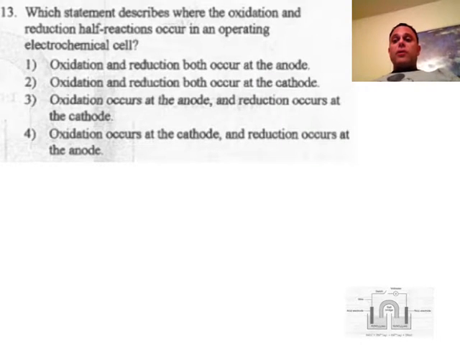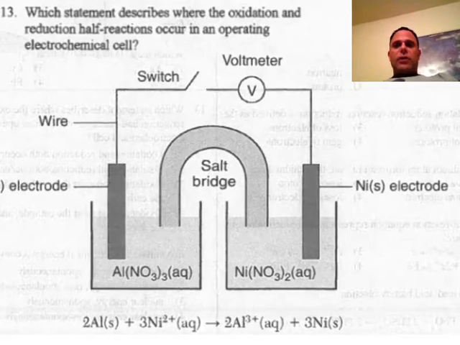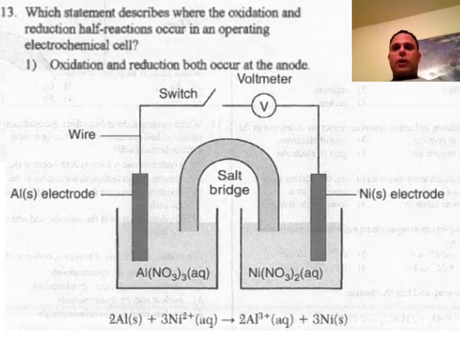All right, question 13. Now this one might take a while and this one might get a little bit confusing, so please pause it, rewind it, go over it many times because I'm going to go through it very carefully with you. The question reads, which statement describes where the oxidation and reduction half reactions occur in an operating electrochemical cell? Let me bring forth a picture of an electrochemical cell. Here it is. Now let's start breaking down to understand it.